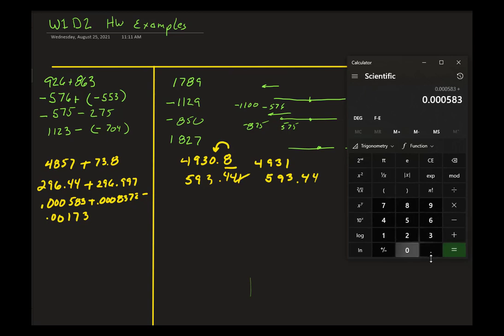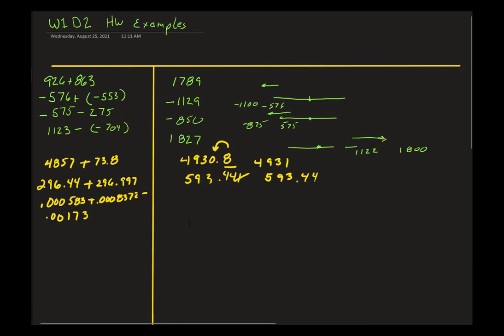0.000583 plus 0.000. I got one too many in there. 8372 minus 0.00173. And there we are. We came up to 0.003098.